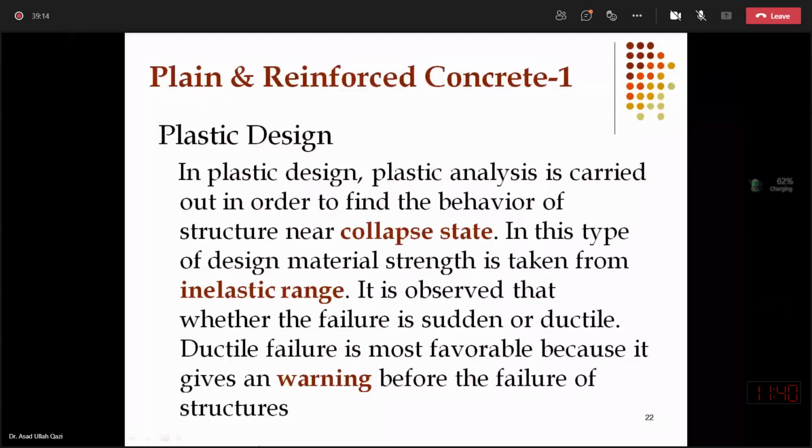So there are advantages of plastic design, but in design office practice and to make a new design, normally this plastic design is less preferred and ultimate strength design is practiced. However, when you want to explore the failure mechanism or capacity analysis needs to be carried out, then this plastic analysis and design will get importance.